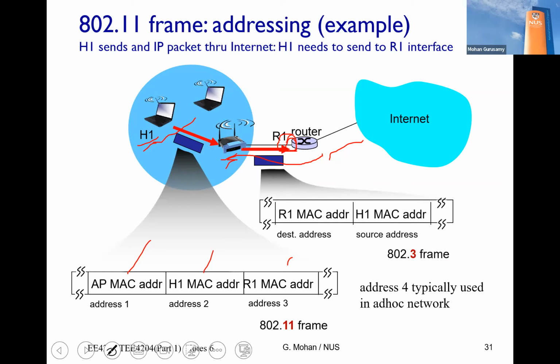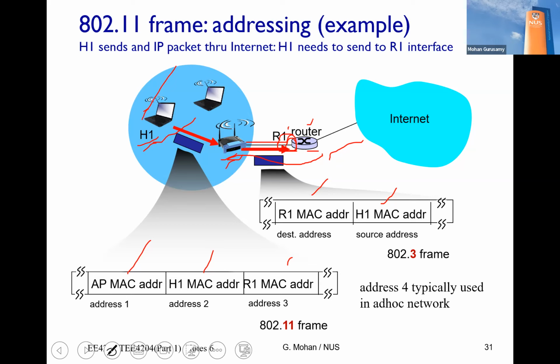Now, interestingly, note that when the access point transmits the frame to the router, it should be an Ethernet frame. The connectivity is Ethernet, and Ethernet has only 2 address fields: destination and source. The destination address is the R1 router interface MAC address, and the sender is H1, with this MAC address. So it is as if H1 is directly connected to the router.